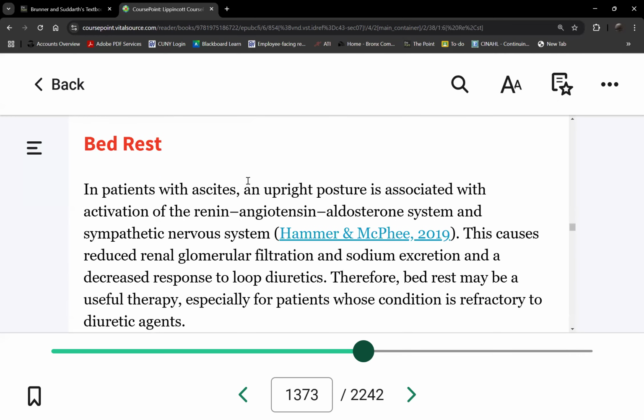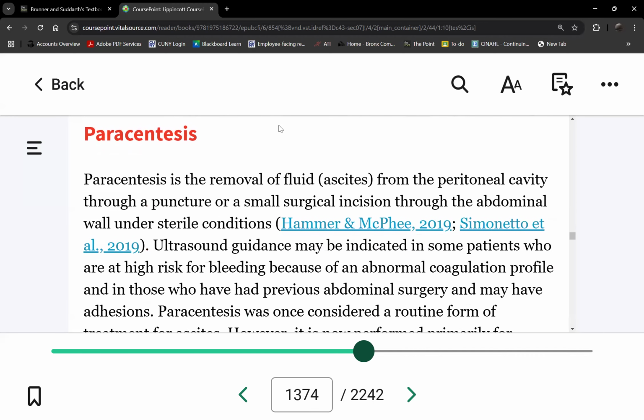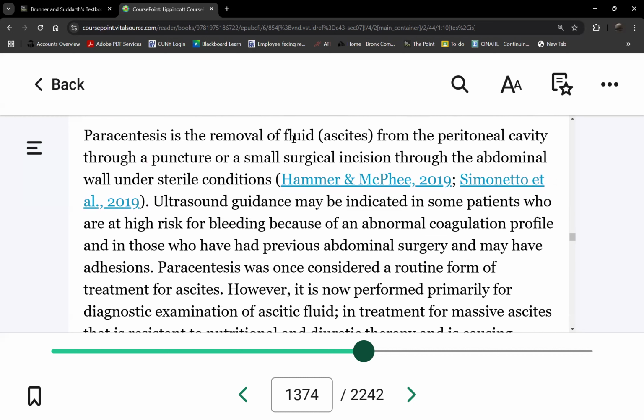Activity is bed rest. These patients are volume depleted, they have shortness of breath, they cannot tolerate activity, and plus the liver needs to heal, so they need bed rest. I will talk about proteins a little bit later. For the invasive intervention, it is a procedure called paracentesis. This is the removal of ascitic fluid from the peritoneal cavity using a needle.